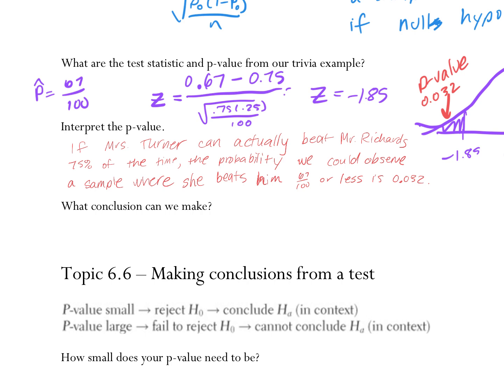Now, which one actually occurred? The 75% or the 67%? The 67%, right? And we're questioning the 75%. Would you guys say it's unlikely for her to only beat him 67% of the time? Yeah, it's pretty unlikely. 3%. Okay? Are you guys with me? Okay. So, what conclusion can we make? She's probably overstating her abilities.